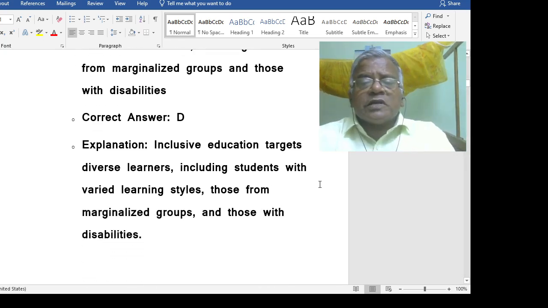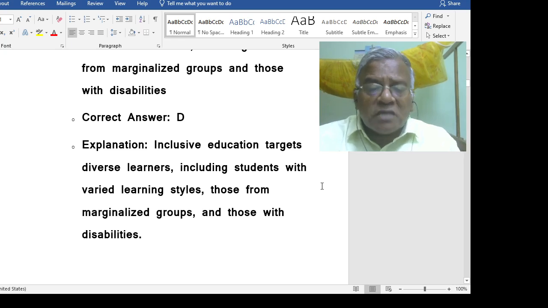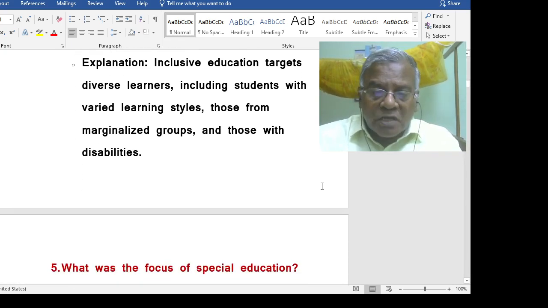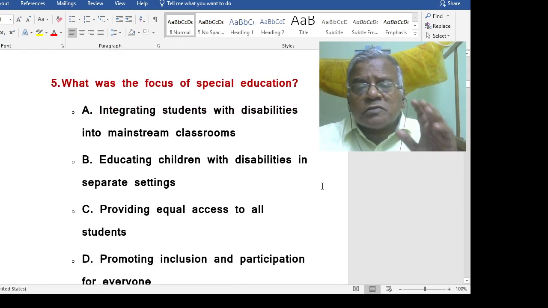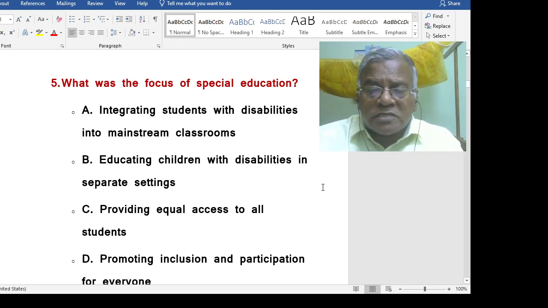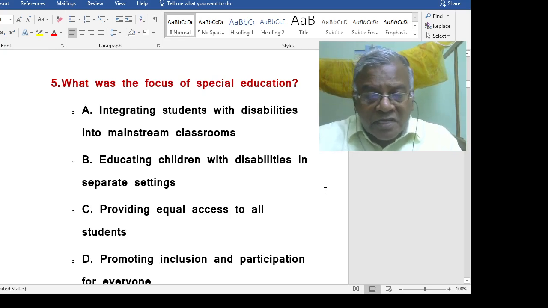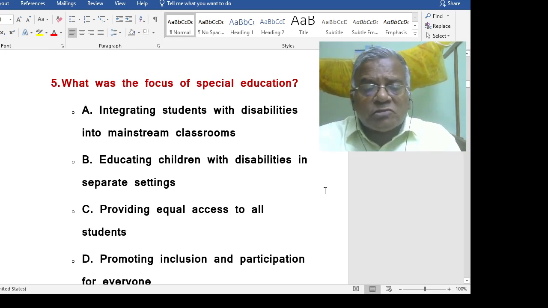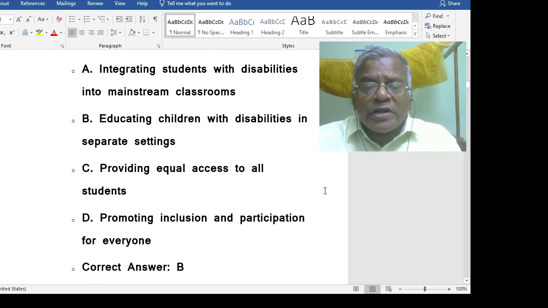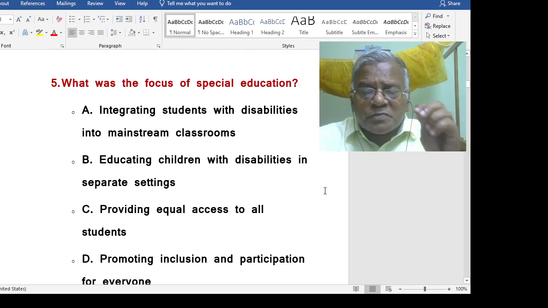So inclusive education targets diverse learners, including students with varied learning styles, those from marginalized groups and those with disabilities. What was the focus of special education? Integrating students with disabilities into mainstream classrooms, educating children with disabilities in separate settings, providing equal access to all students, promoting inclusion and participation for everyone. So what was the focus of special education?